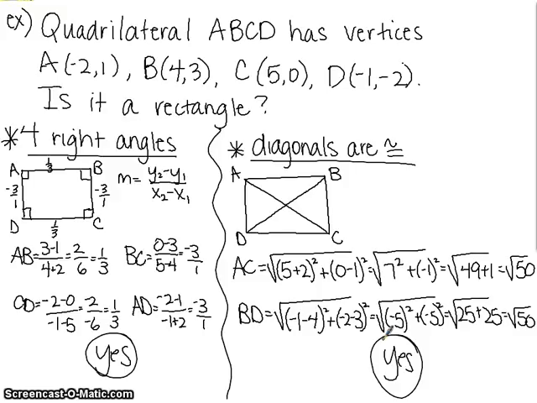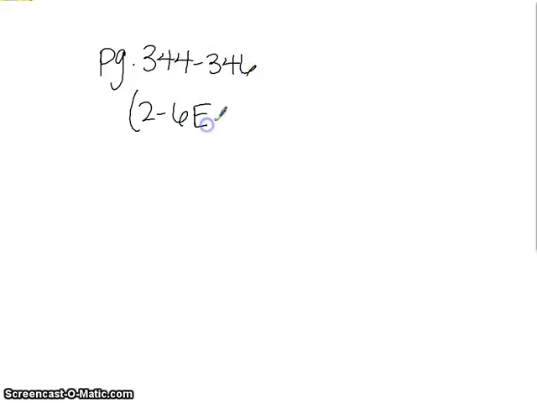For the rest of the time, you can work on your assignment, which is also on the sideboard. It's on page 344 to 346, numbers 2 through 6, the evens, 8 through 20, the evens, and 46 and 47.